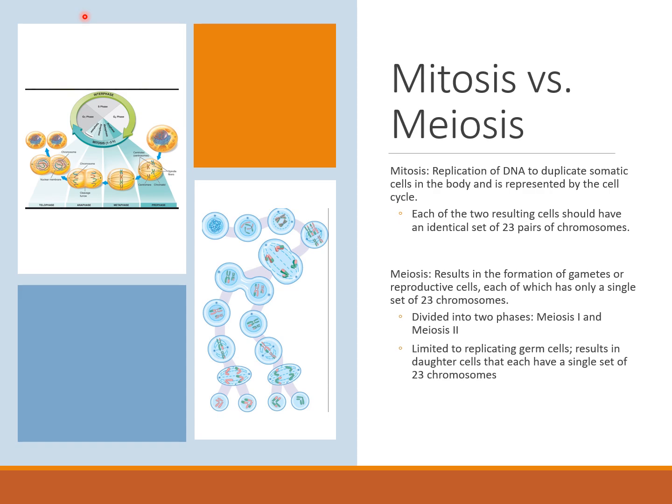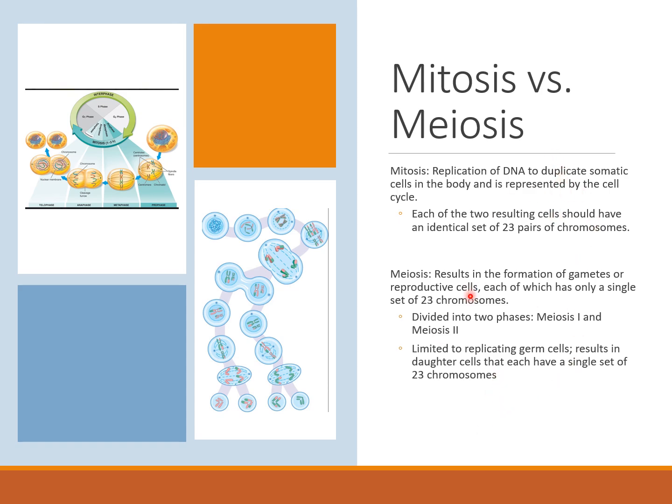One is mitosis. So mitosis is the replication of DNA to duplicate DNA within somatic cells in the body. And this is represented by what we think about when we think about the basic cell cycle. We start with one cell, the DNA splits and completely replicates itself, and then creates two resulting cells that should have identical pairs of those 23 chromosomes. So all the DNA material exactly splits and replicates in that mitosis cycle.